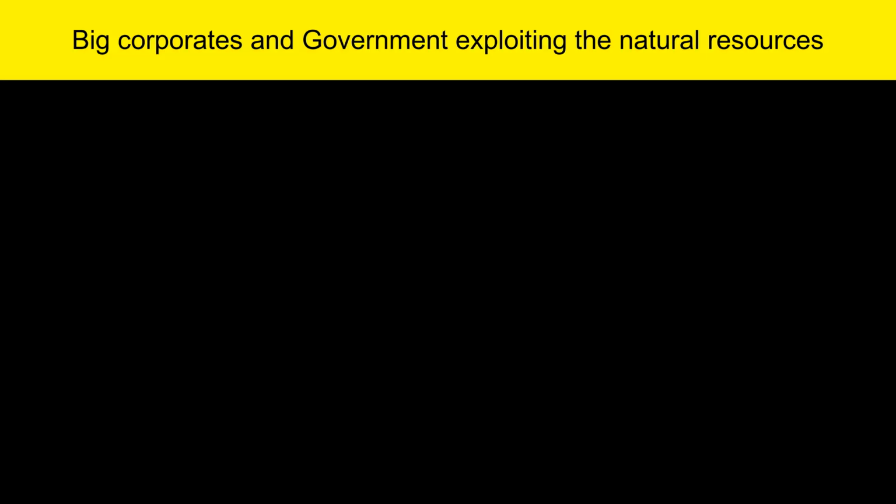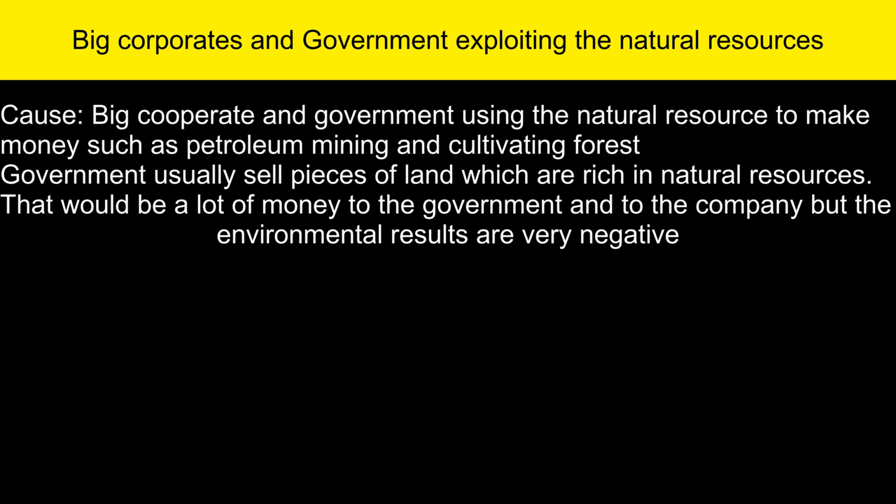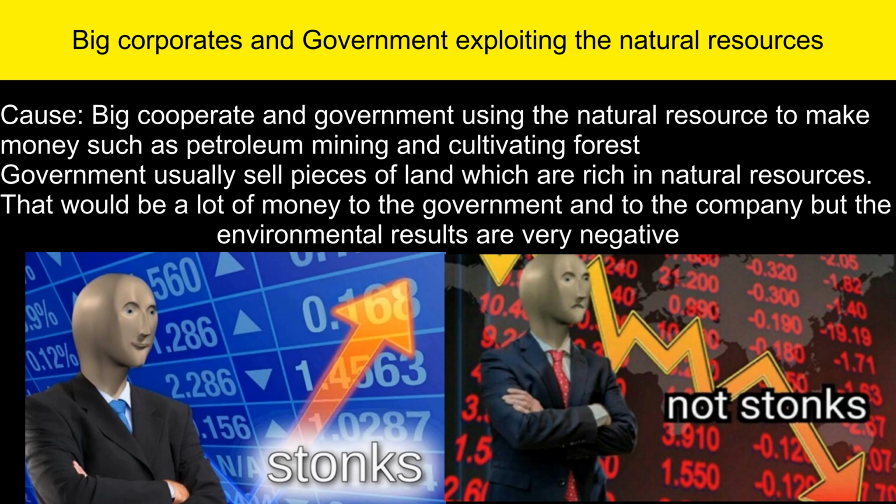8. Big corporates and government exploiting the natural resources. Cause. Big corporate and government using the natural resource to make money, such as petroleum mining and cultivating forests. Government usually sell pieces of land which are rich in natural resources. That will be a lot of money to the government and to the company, but the environmental results are very negative.